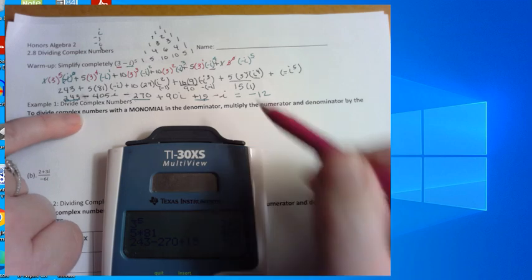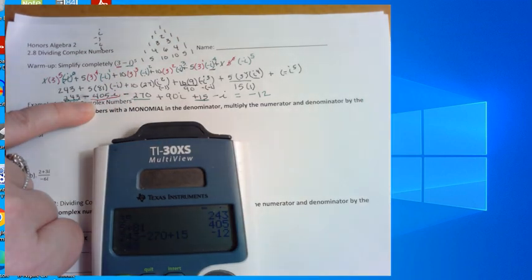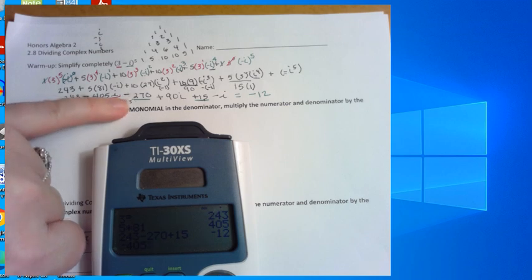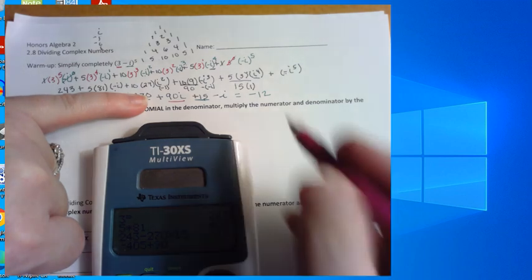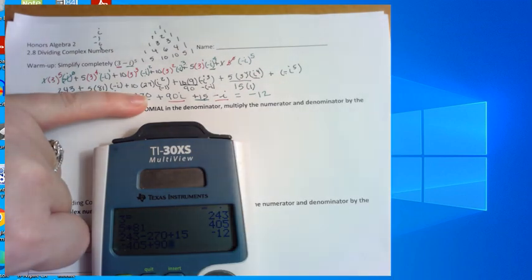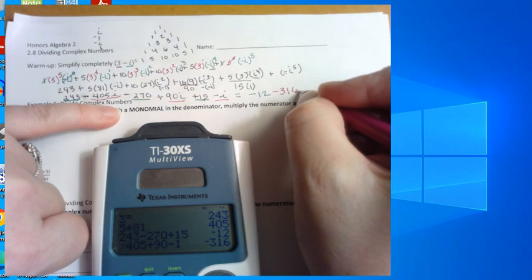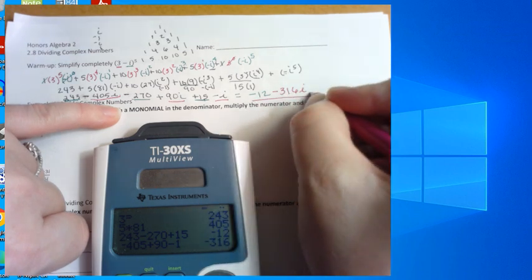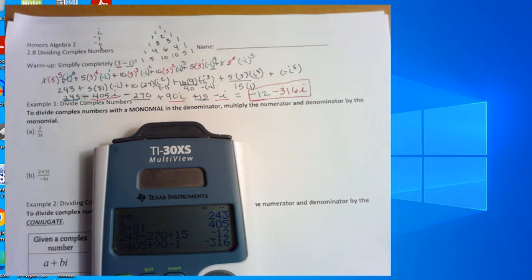And I'll do this one in red so you can see it. Negative 405 plus 90i minus 1i, negative 316i. This is the final answer. Do not pull out a negative or anything like that. We're done. Wow. That was an amazing problem.